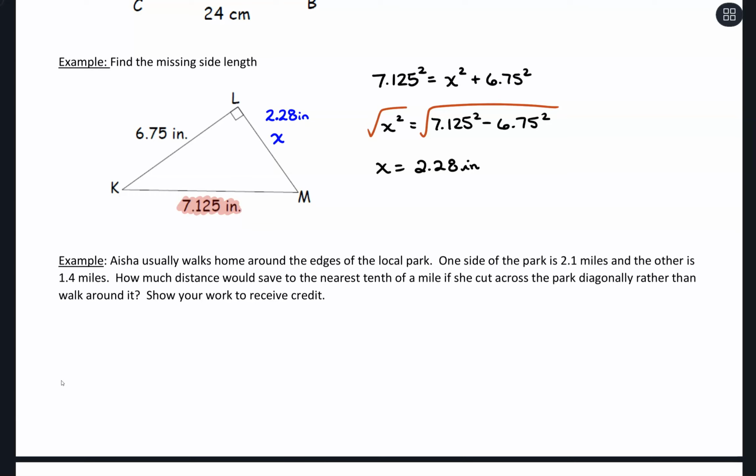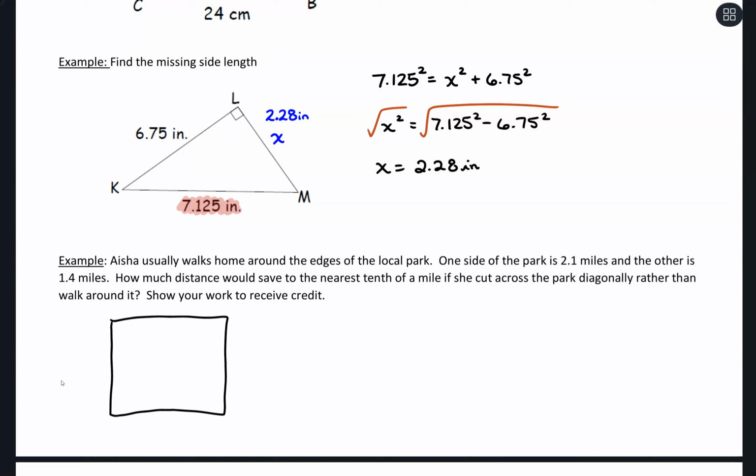Okay, last quick example here, a little word problem. So we have Aisha, who usually walks home around the edges of a local park. One side of the park is 2.1 miles, the other side is 1.4 miles. How much distance would... That's not English. So, sorry, some typos there. But we are going to find the distance of the diagonal of the park.